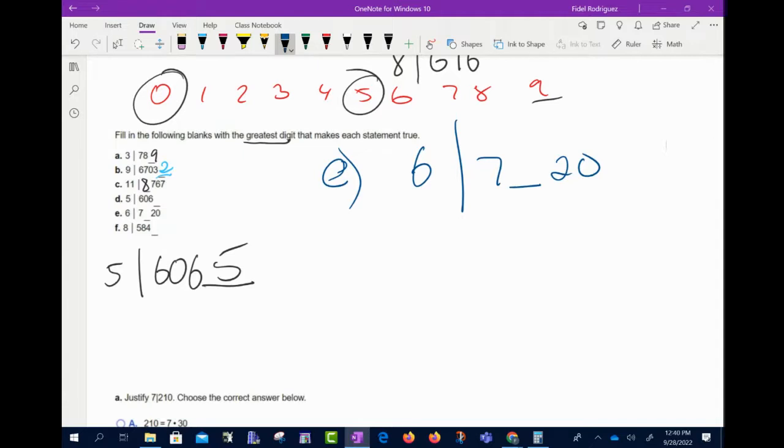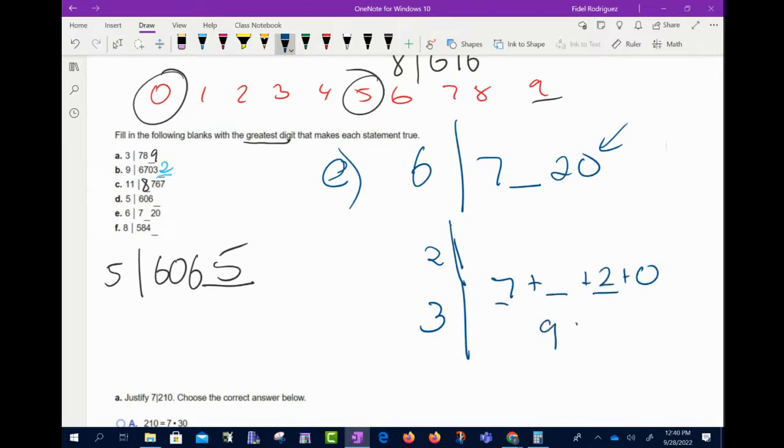Okay, so first thing, y'all, I know if I can divide a number by 6, I should be able to divide it by 2, and I should be able to divide it by 3. So I already know that I can divide it by 2 because it ends in that 0 there. Okay, so we're good for that part. Now, in order for me to be able to divide it by 3, I got to take the digits and add them up. 7 plus blank plus 2 plus 0.